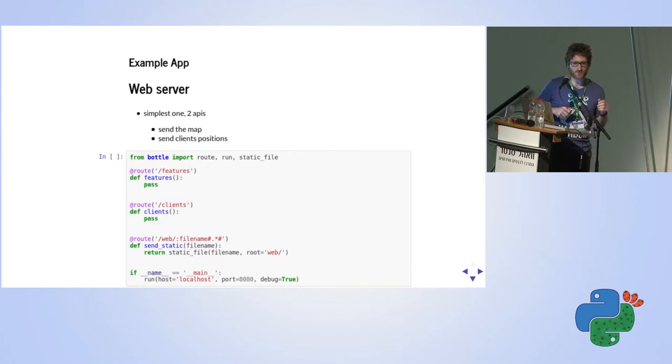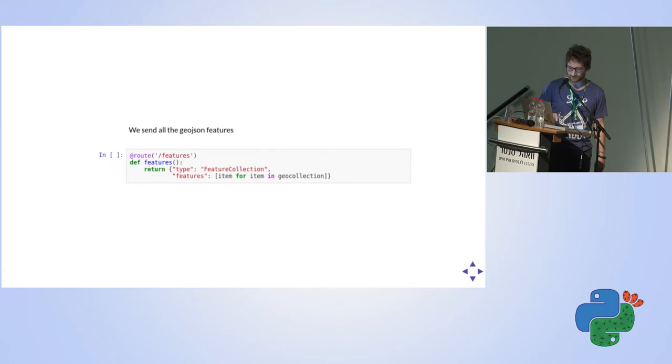So to be able to see the data for a client, we will have to set up a simple web server with really simple APIs. So our APIs are our /features to return our map, so your JavaScript mapping library can display your map, a /clients which will return all the clients, and our static file to send our JavaScript app.